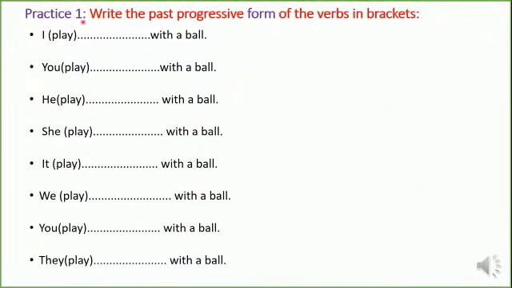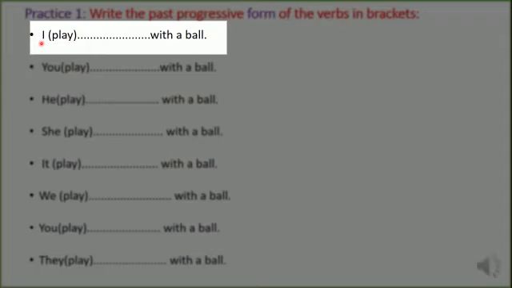Practice 1. Write the past progressive form of the verbs in brackets. Look here. I play. Look at the subject here. We have I which is a personal pronoun. So I, it takes was or were, of course, was, and the verb play, just add ing to form the past progressive. I was playing.